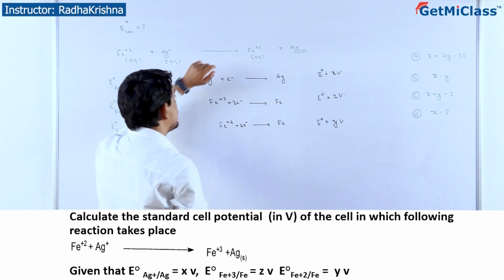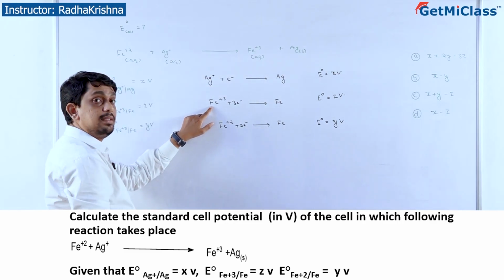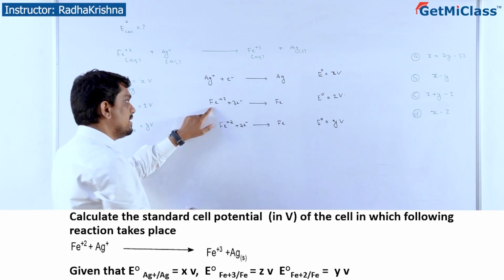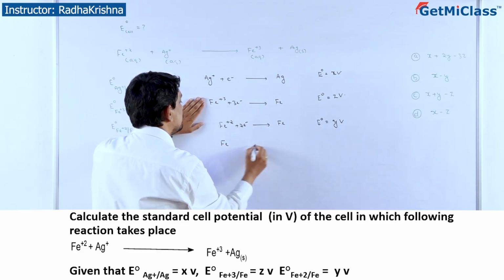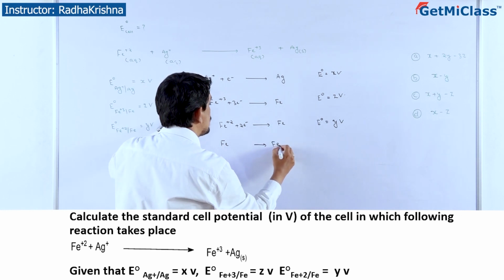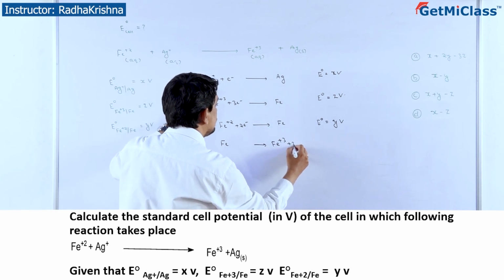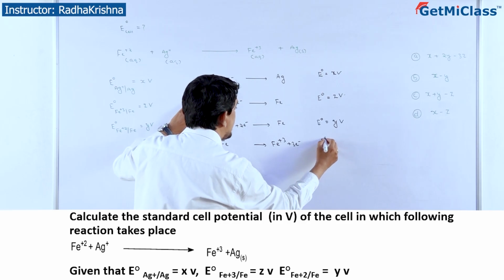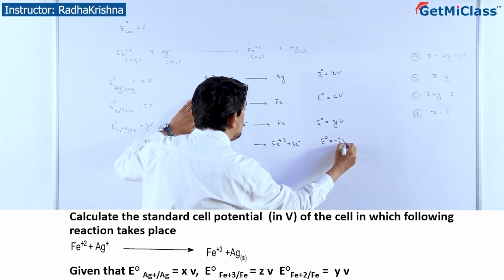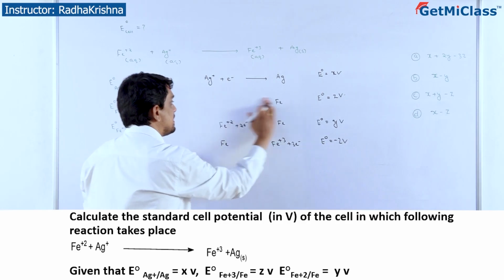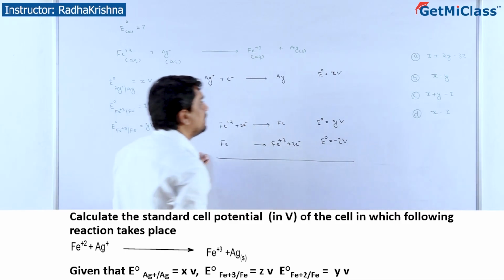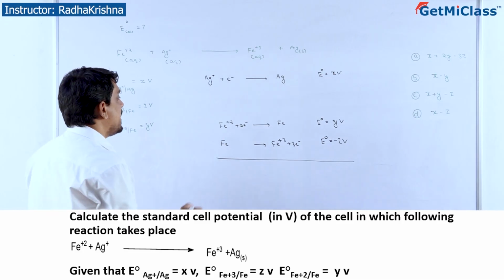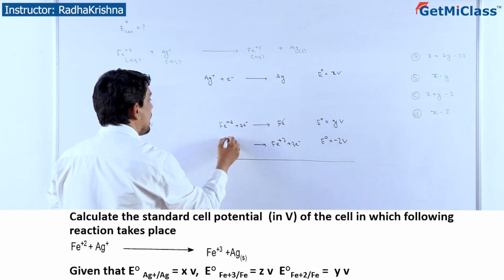Fe plus 3 is on the product side in the given reaction, but in the electrode reaction it is on the reactant side, so I need to reverse this. This ion will come over this side, and Fe plus 3 will go to the product side. Because the polarity changed, the potential value changes from plus to minus. Let's write it overall, so everybody can see that Fe and Fe get cancelled, right?